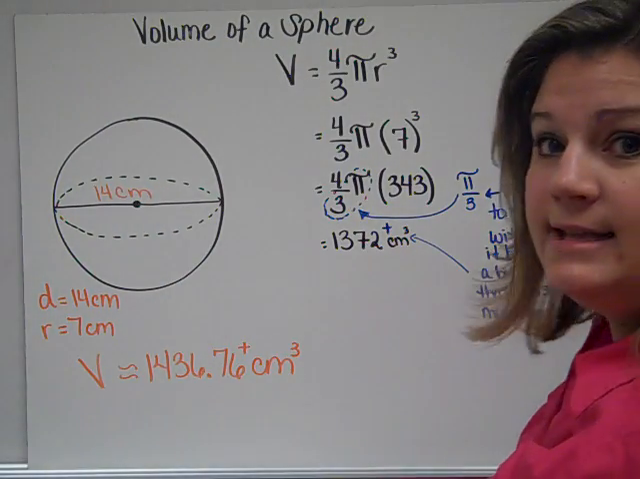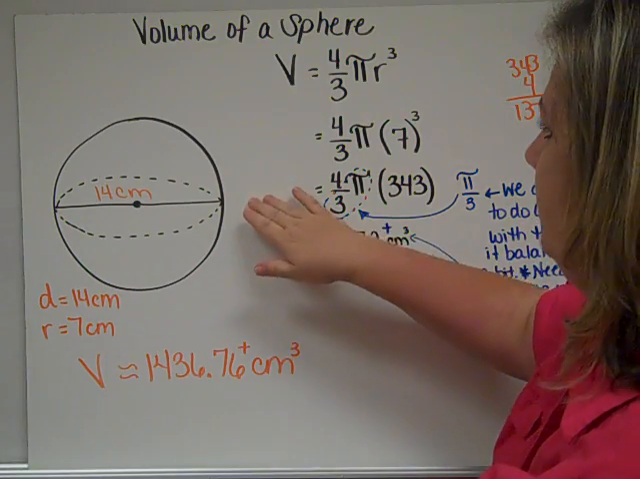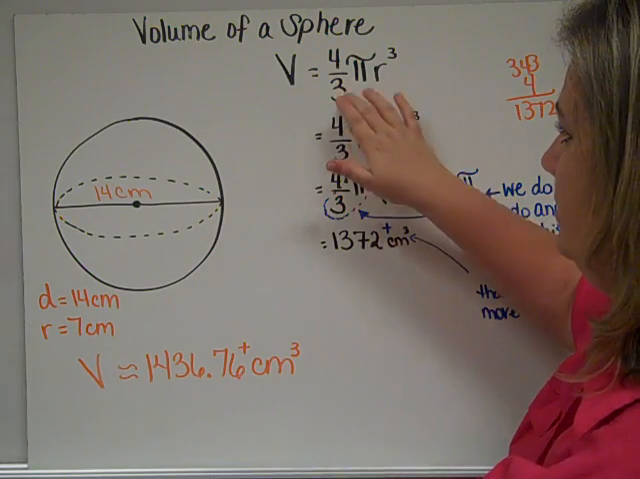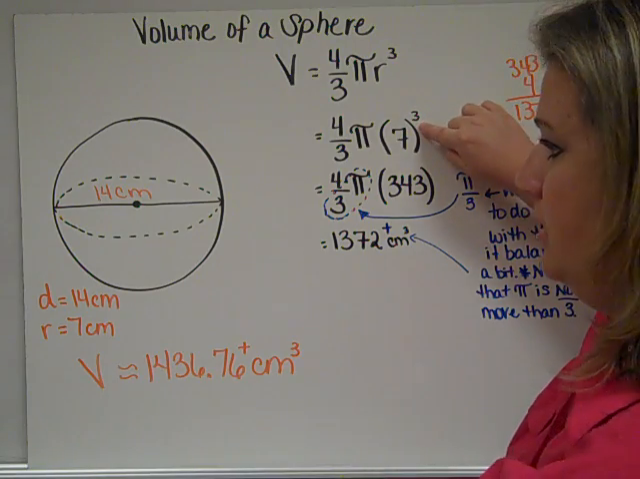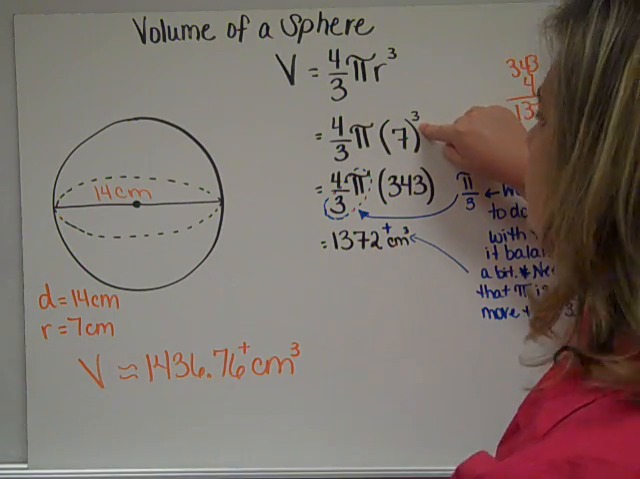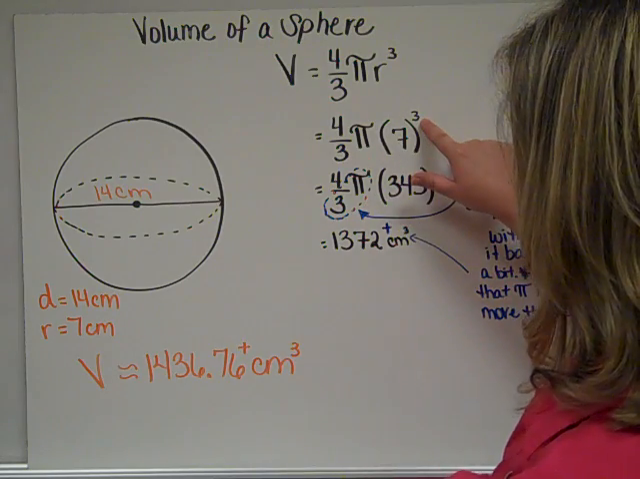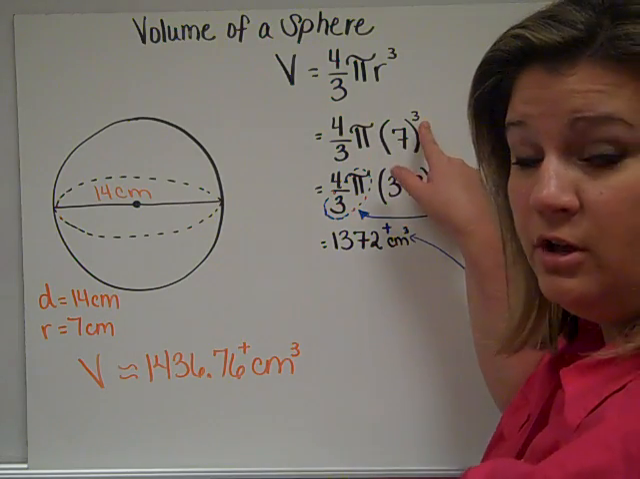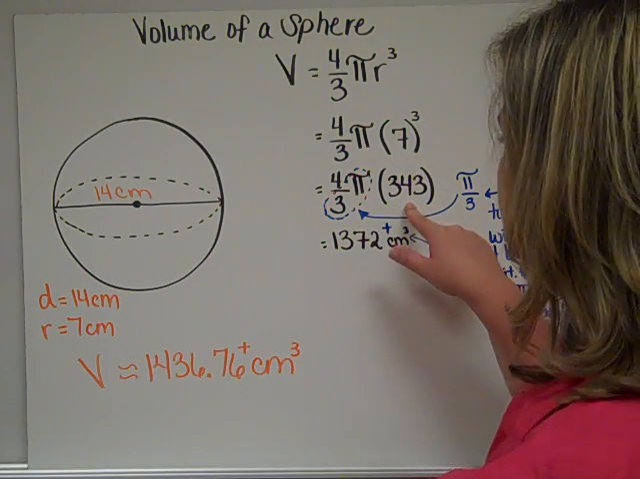Alright, last example. We're going to talk about sphere. Okay? So again, for sphere, the formula is 4/3 pi r cubed. Don't forget the cube. I know you're used to squaring everything in the previous figures. Alright, so 7 cubed. Well, 7 cubed, we know that one, that's 343. Or 7 times 7 times 7, 343.